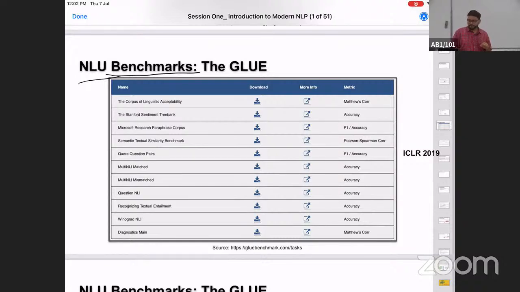If this is an NLU benchmark, then it has different types of NLU tasks. We have talked about some types of NLU tasks. For that, you can download their data sets, and you can read more about that task, and then there are some metrics against which you can compare.